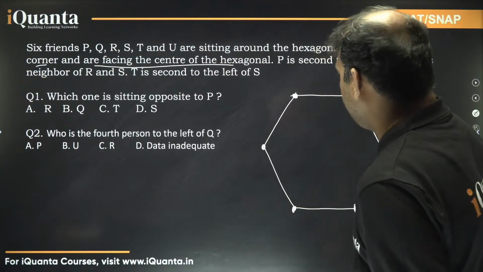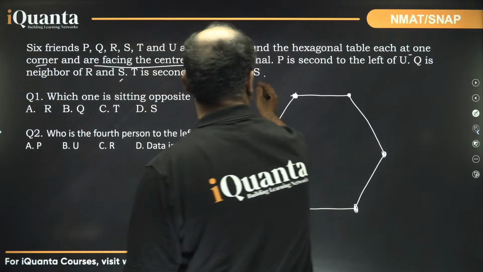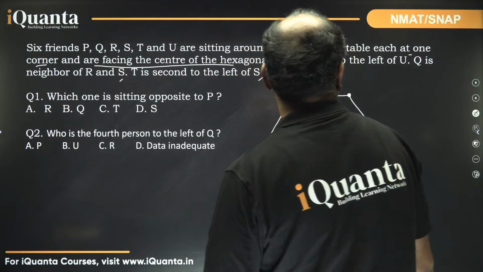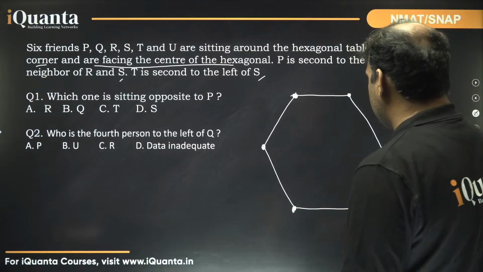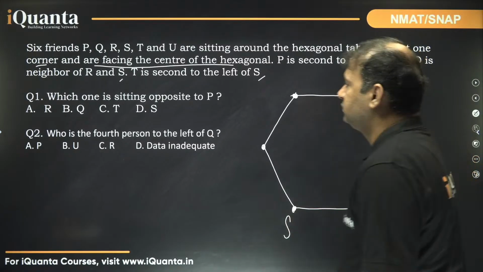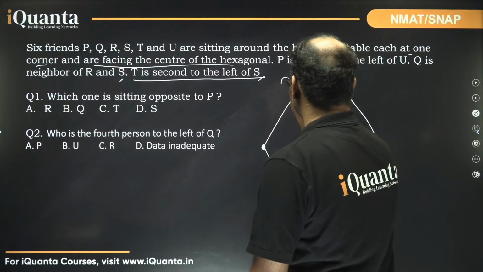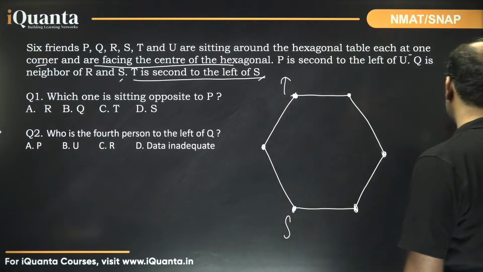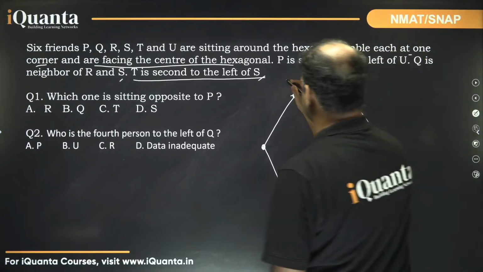So maybe we can start with S. S is mentioned here also. Yes, we should start with S, isn't it, guys? Okay, let's say S is here. The last point is that T is second to the left of S. So second left of S, T must be over here. That we can just say first of all.